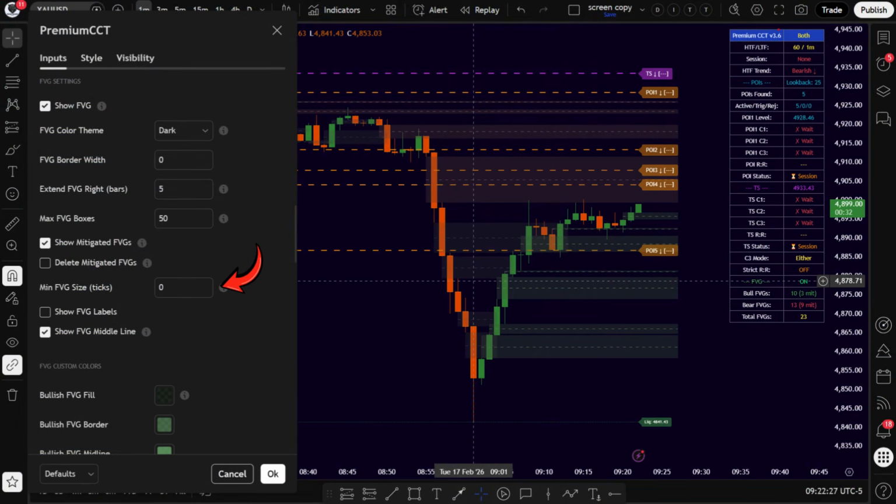Third, is your min FVG size setting too high? If it's set to something like 50 ticks and your gaps are smaller, they won't display. Try reducing it to 0 to see all gaps. Fourth, have you reached the max FVG boxes limit? If you're showing 50 boxes already, new ones won't appear until old ones are deleted. Increase the limit or enable delete mitigated FVGs.